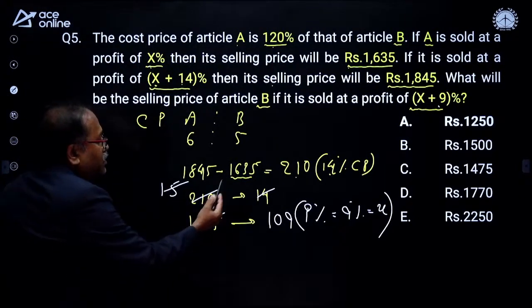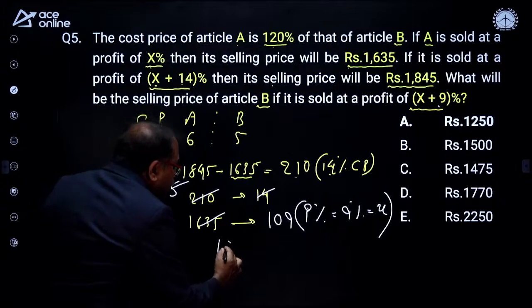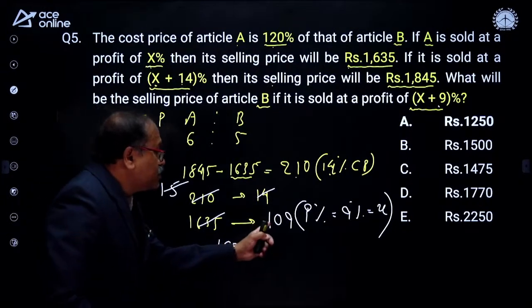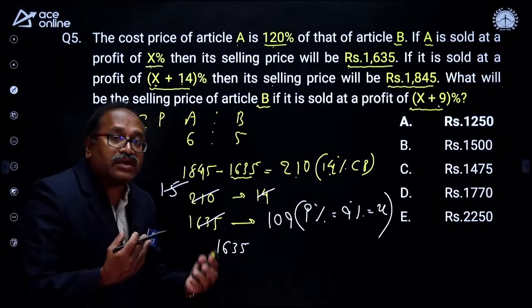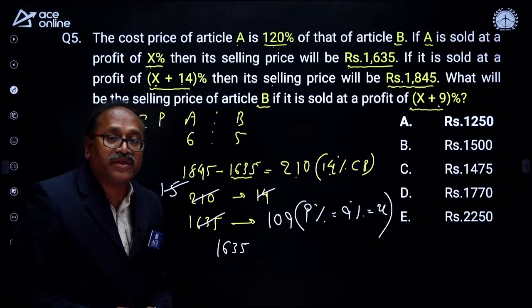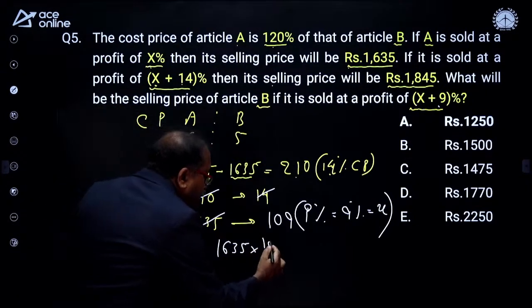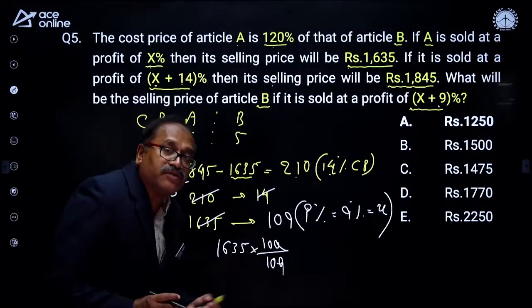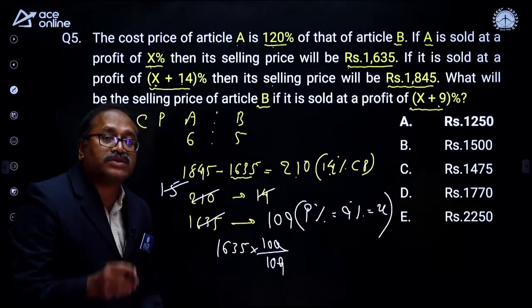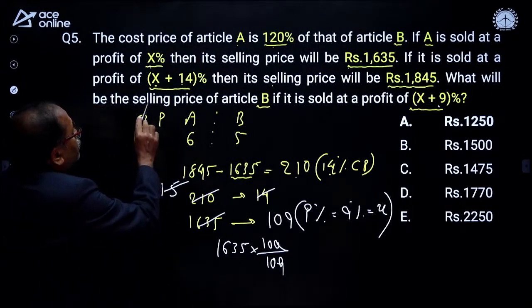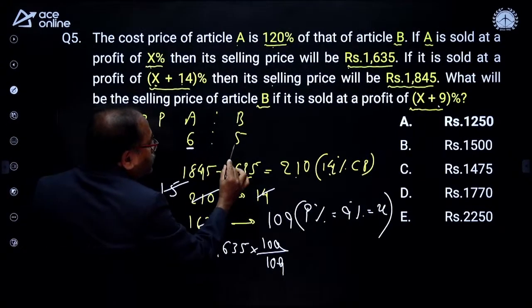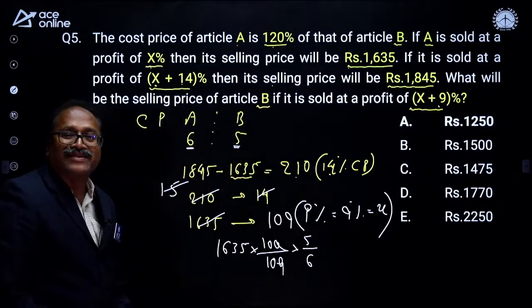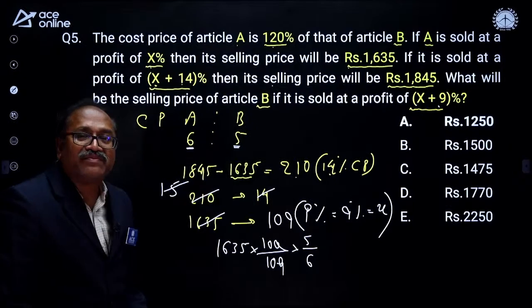So let's see, this is 1635. This is what percentage? 109%. So if I calculate 100%, I will get the cost price of A. So 1635 into 100 by 109, the selling price is converted into cost price, and this is the cost price of A. What is the cost price of B? A is 6 parts, I need 5 parts. So calculate the 5 parts where 6 parts is given. So I got the cost price of B.